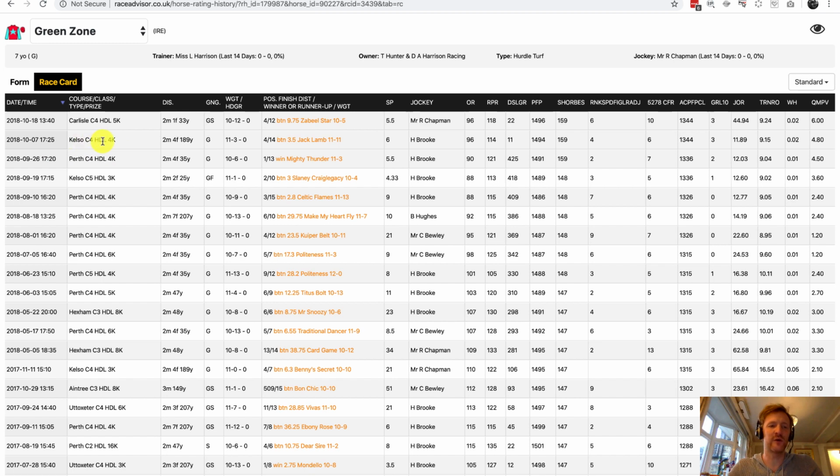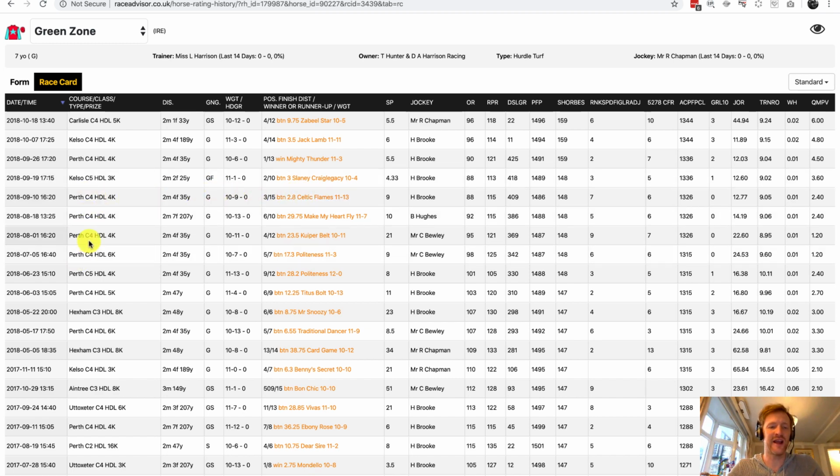Kelso, Class 4, Hurdle 4K, 4th, beaten 3.5 lengths. So that's actually pretty good, that race. And another winner here against Mighty Thunder very recently, coming down 2 miles 4 furlongs, again only beaten 2.8 lengths.